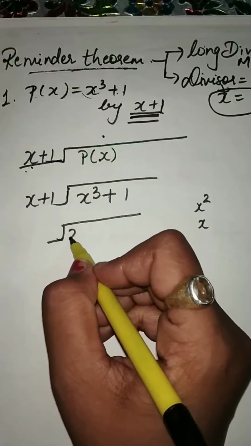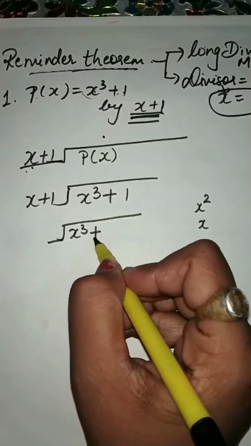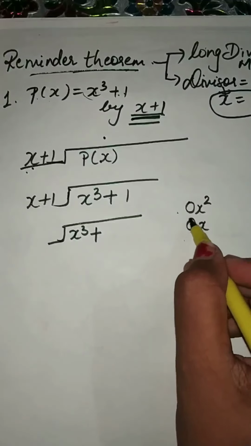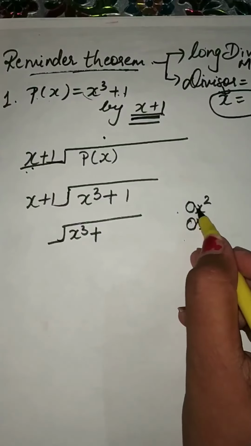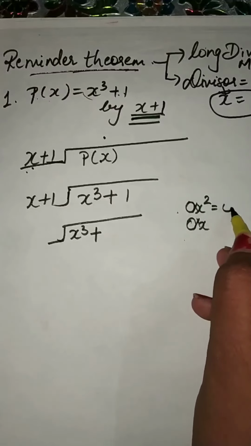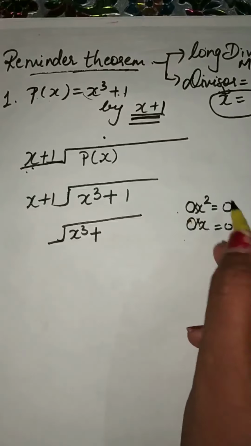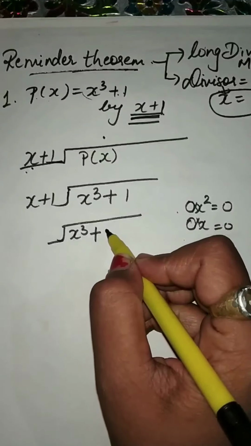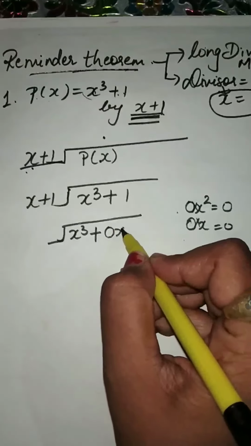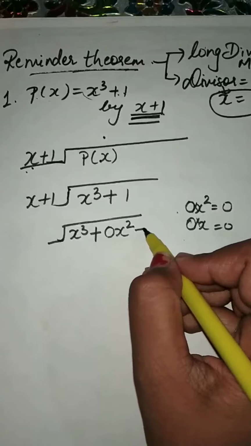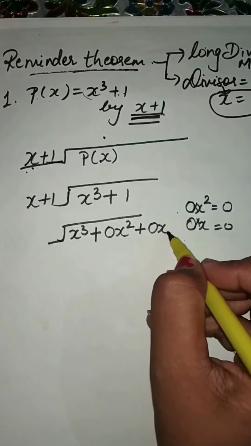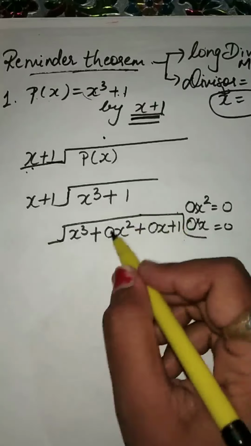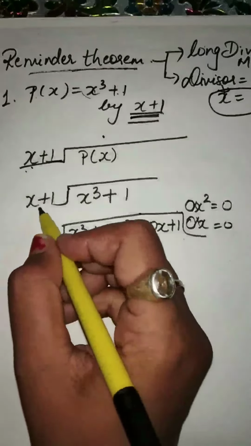We are not having these two terms, so put them as 0. If we multiply with 0, we will have the answer as 0 only. So this will not affect our expression and we can find the answer easily. So write it as 0x square plus 0x plus 1. Now write the divisor as it is, x plus 1.